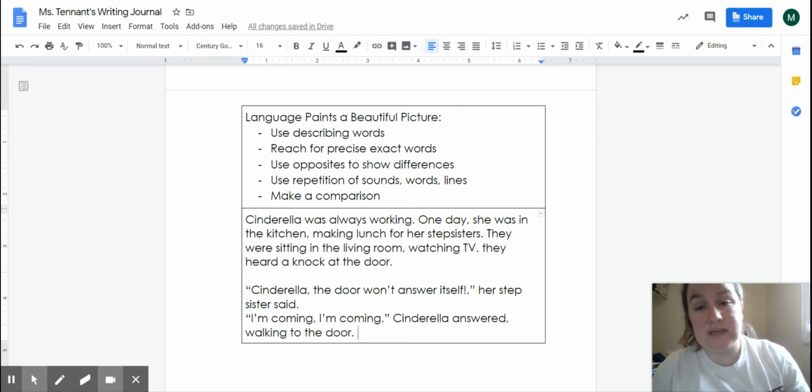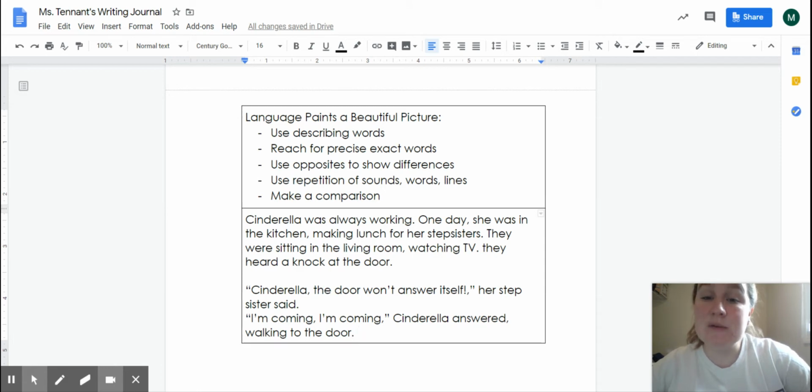So I have up at the top, it says language paints a beautiful picture. And underneath it are some bullet points to give some examples of what you could do. Use describing words, reach for precise, exact words, meaning that your words are specific. You're not saying he walked to the store if he was jumping and doing cartwheels. You're very specific with the words you're using.